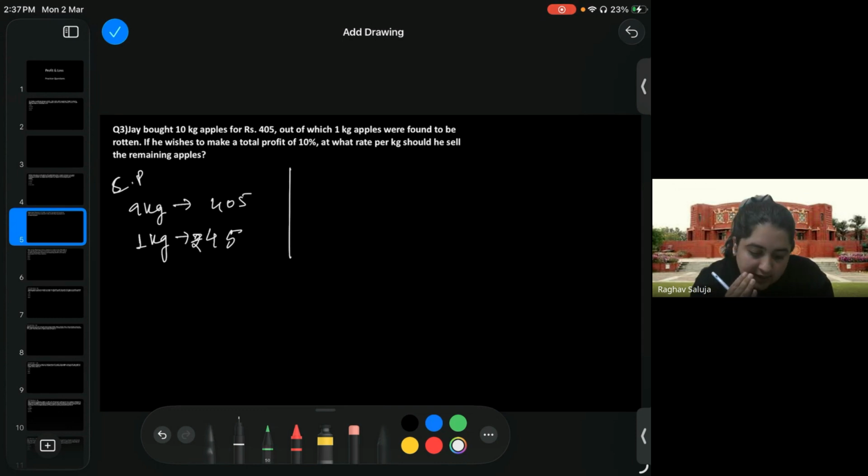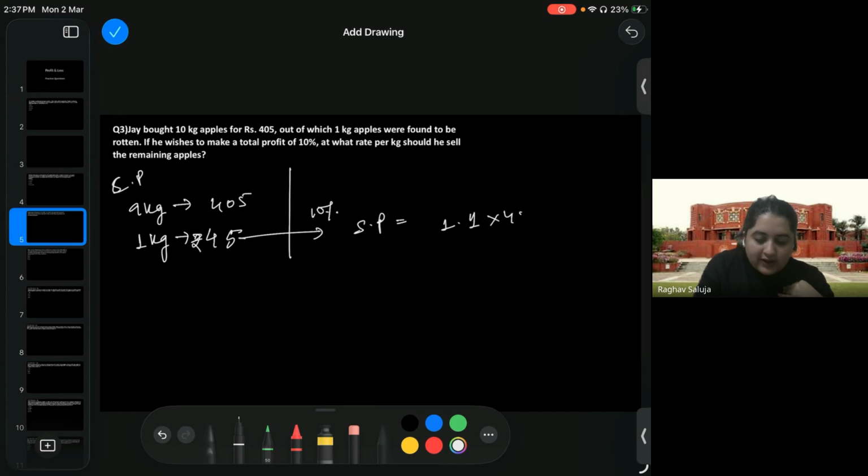Now he's saying that he wishes to make a total profit of 10%. So if he needs to make a profit of 10%, then 1 kg he has to sell at 10% profit. Then our selling price is going to be 1.1 into 45, or we can just easily say 10% of 45 is 4.5. That is how much profit we need. So cost price plus profit is equal to our selling price. 49.5 is our selling price per kg.